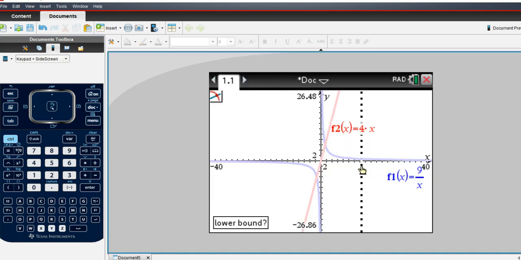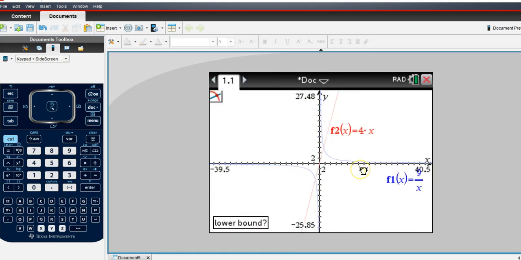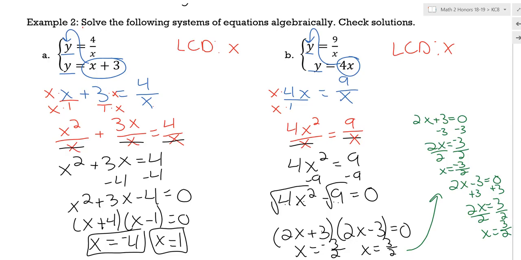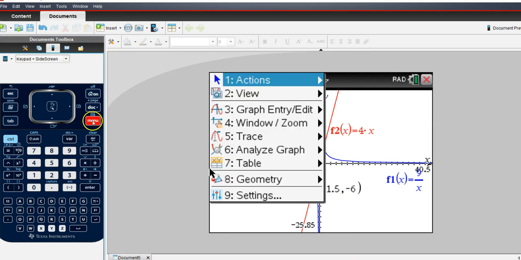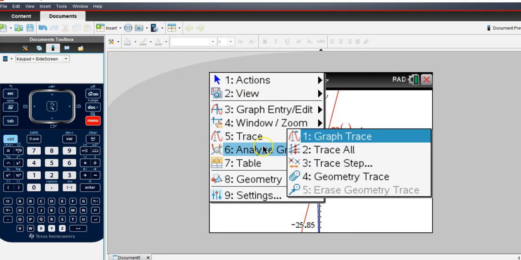Analyze graph, intersection. I'm going to try really hard not to have it grab it. Okay, there to there. It says negative 1.5, but we got negative 3/2. So make sure you're paying attention to the fractions versus decimals. Negative 3/2 is negative 1.5, so the calculator will give you the decimal. Just be careful with that when you're checking.